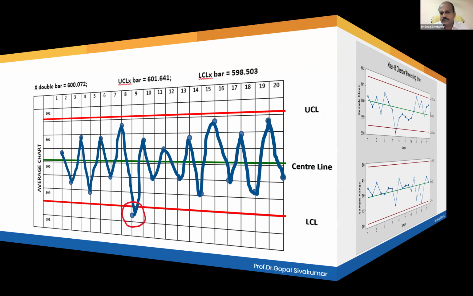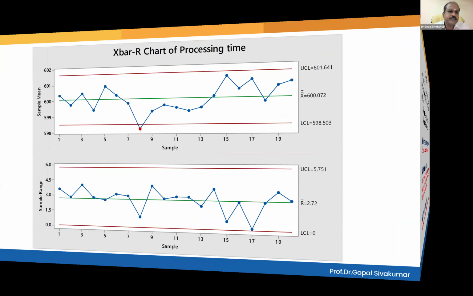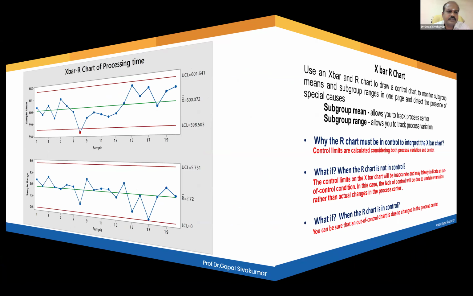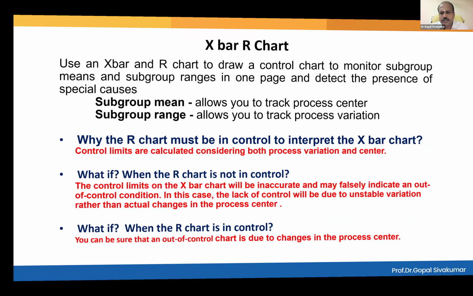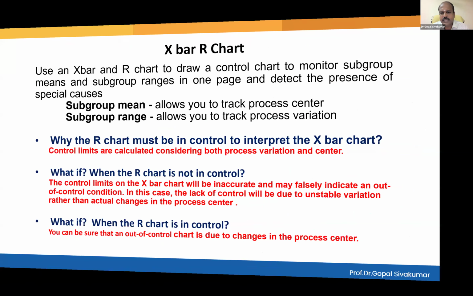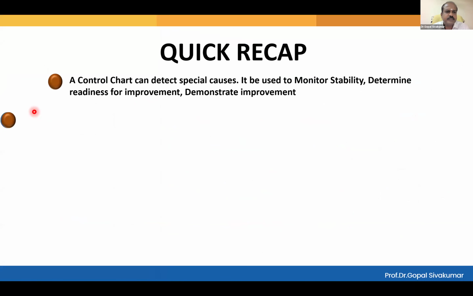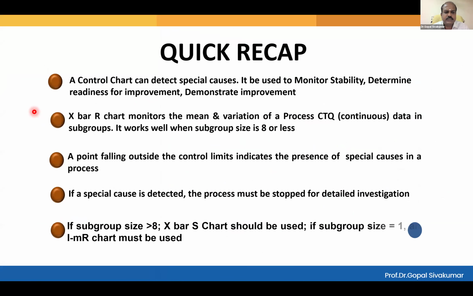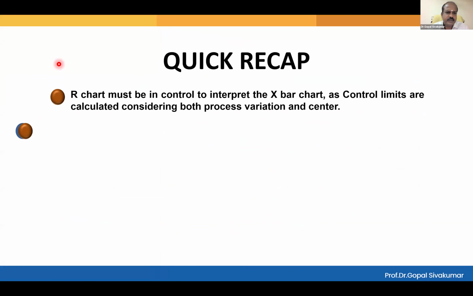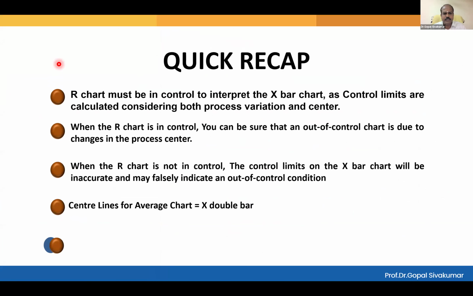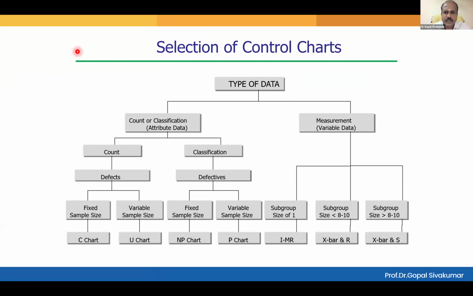All right. So this is the X bar R chart. And these are the formulas. You don't have to worry. Minitab is taking care of all these formulas you see here, right? The control limit, upper control limit, lower control limit, center line, everything is there. So this is the summary of what we studied in the control chart. I have explained everything, the R chart and other things.